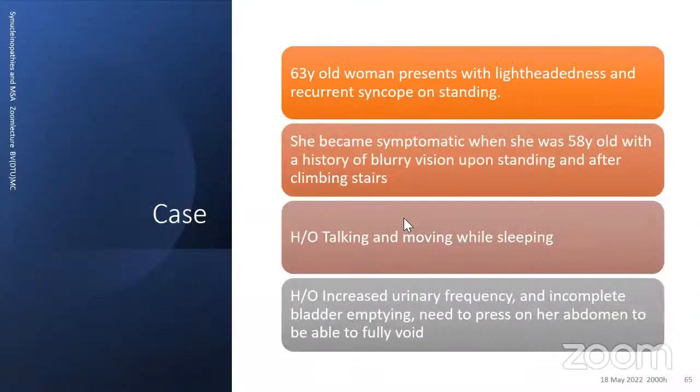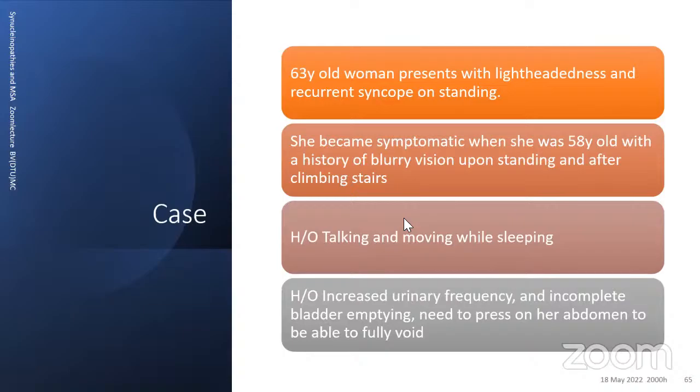So let's look at the case. A 63-year-old woman presented with lightheadedness and recurrent syncope on standing. She became symptomatic when she was about 58 years old with a history of blurry vision upon standing and after climbing stairs, a history of talking and moving while sleeping, and a history of increased urinary frequency, incomplete bladder emptying, needing to press on her abdomen to be able to fully void.